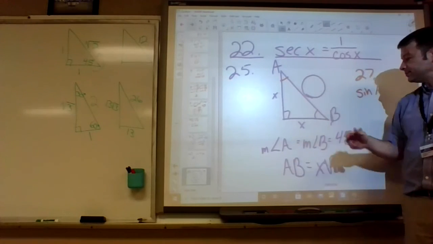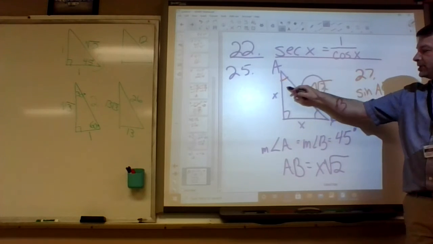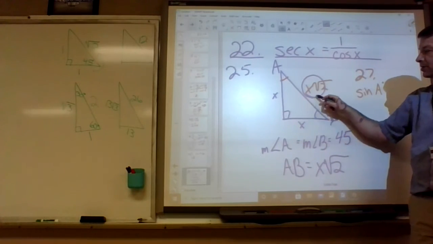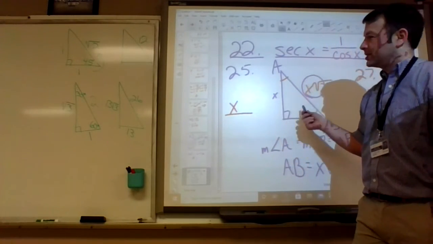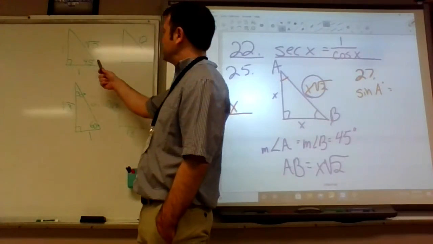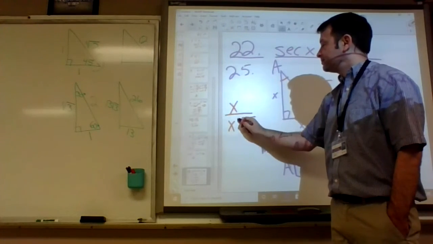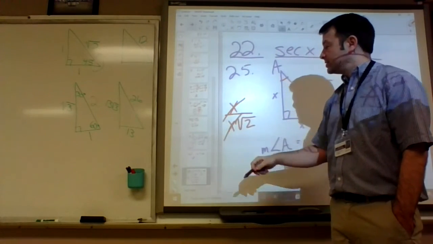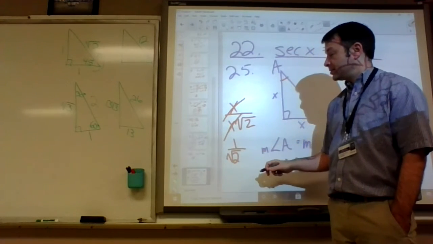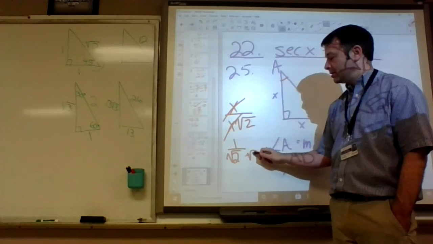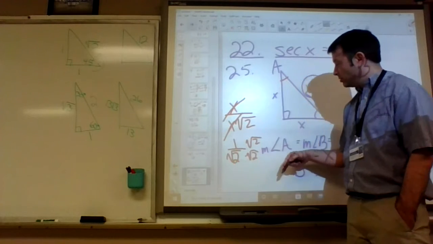Sine is what over what? Sine would be opposite over hypotenuse, so x over x times square root of 2. Actually, instead of using this, it might be easier to use this, because the ratios are the same. What happens is the x's cancel out, so you have 1 over square root of 2, but you can't leave the square root in the denominator. So it's going to be square root of 2 over 2.